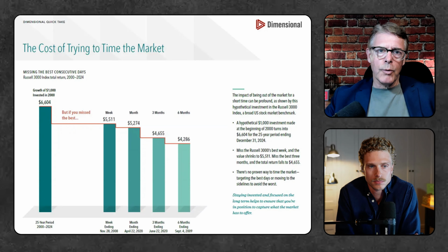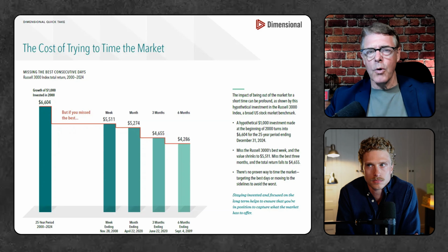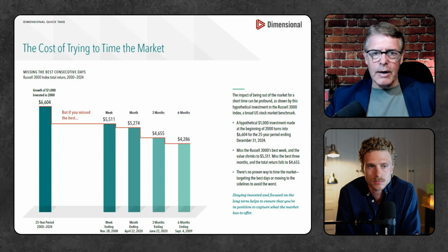The chart that I'm showing you right now is looking at the Russell 3000, a broad stock market index, between 2000 and 2024. If you look at that 25-year period, if you stayed fully invested and you put your $1,000 into the portfolio, it grew to $6,604. If you missed one week, the best week over that time period, it dropped to $5,511.